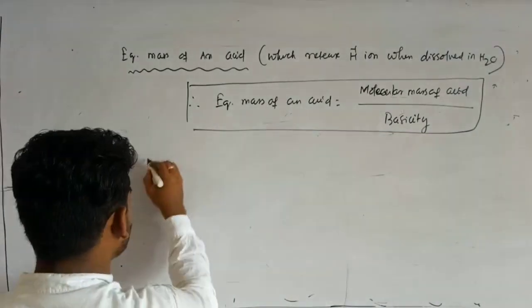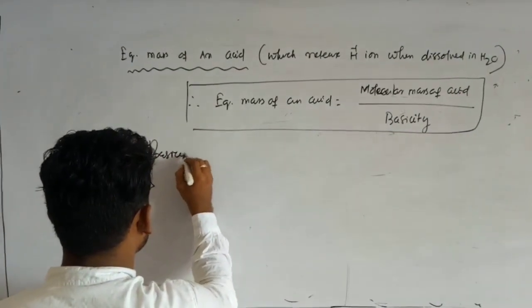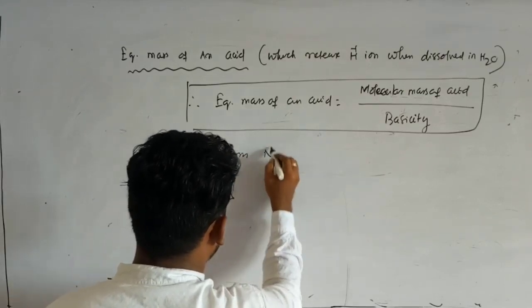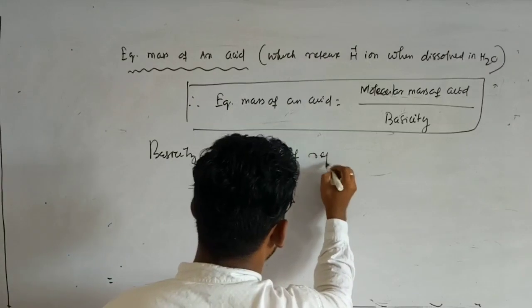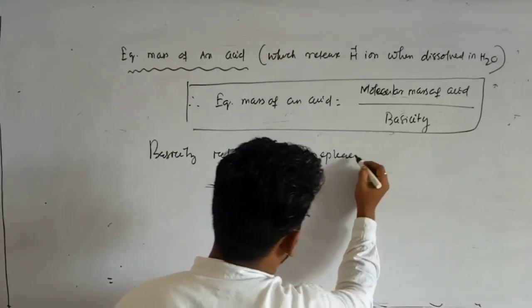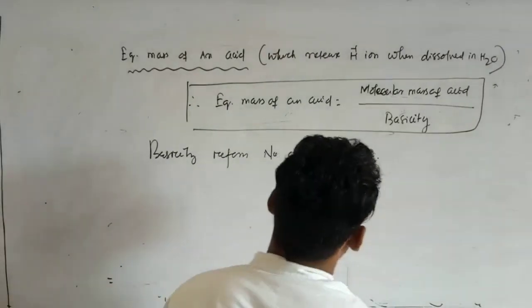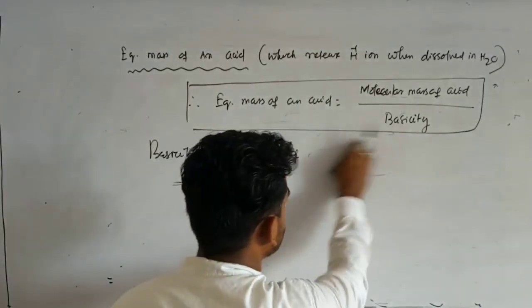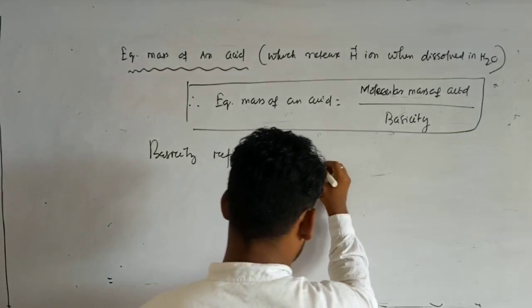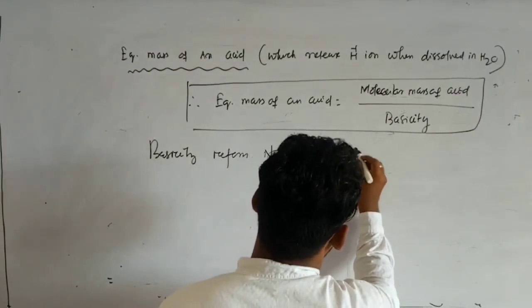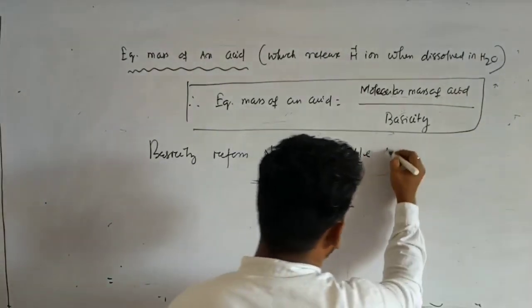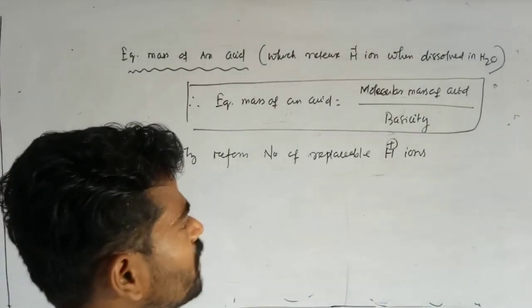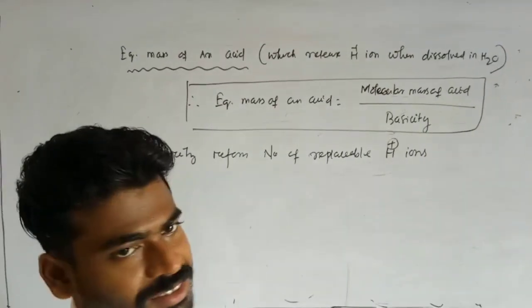Okay, so basicity refers to the number of replaceable H plus ions. केतटा H plus ion गोटे एसिड देई पड़छे, that is called basicity.